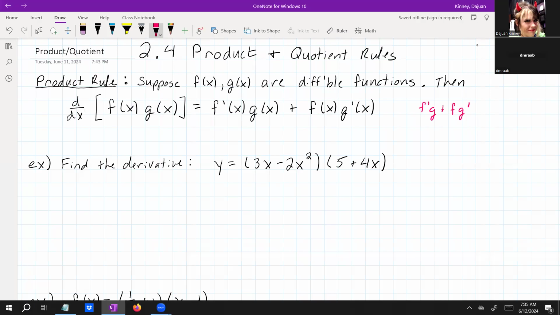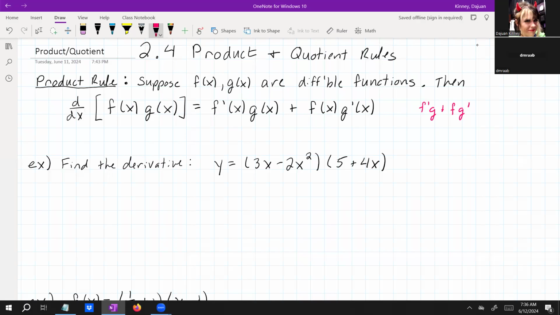Some books reverse the order of this a little bit. Since you're adding, it doesn't matter. I always choose to present it in this order because then it's going to match the quotient rule better when we get there. I'd rather have them be similar than completely different, because personally that confuses me. But as always, use what works for you.